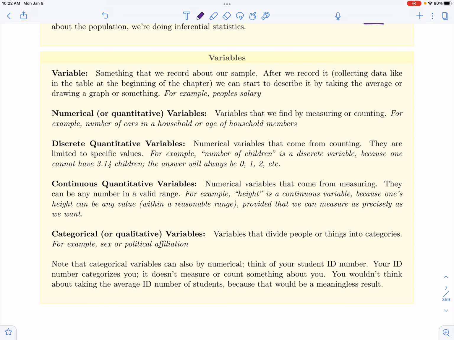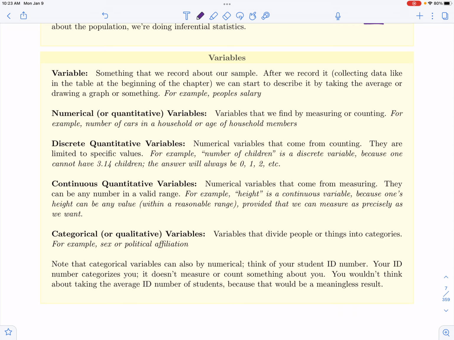These are related to our variables. These are some things that we're trying to record about our sample. This is kind of like actual data that we're collecting. If we were talking about someone's grade in a class, then these would be the grades that we collected. If we were talking about someone's salary, this would be an individual person's salary that we were actually talking about.